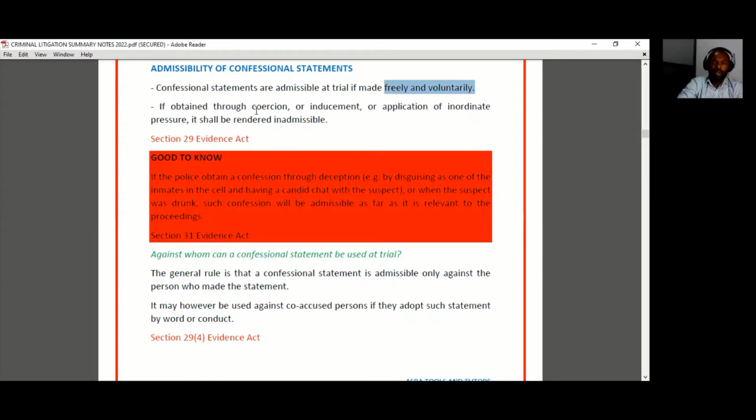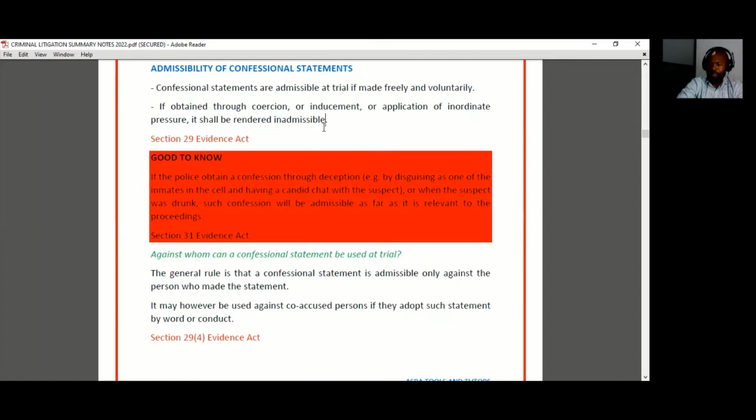So if there's any coercion or inducement or any sort of pressure applied to obtain that statement, it would render the statement inadmissible. And of course, you should know that it's not just about some negative kind of pressure applied, for instance, to threaten the suspect, but also an inducement. All right. So if you, for instance, promise him something in order to make the statement, that would also affect the admissibility of the statement.